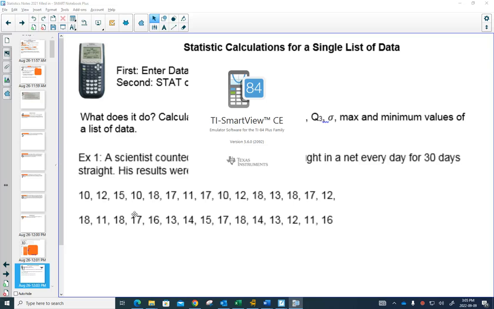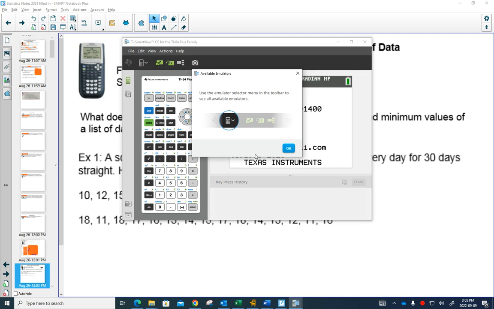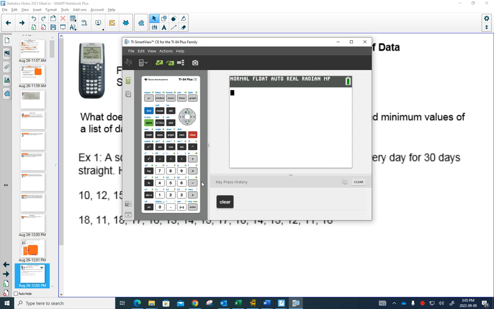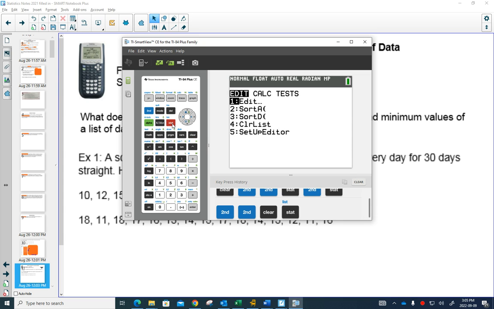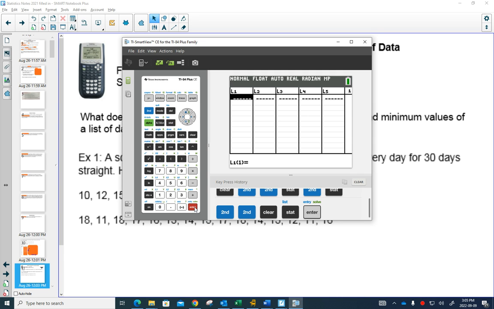So what we're going to do is we're going to use the calculator to find out a bunch of information. The way that we do this is, I can't read the buttons on there. Hit the stat button and then hit edit. And list one, list two, list three, list four, list five, list six come up. If a list is missing, we can bring it back. If you don't have a list one, there's ways to get it back.